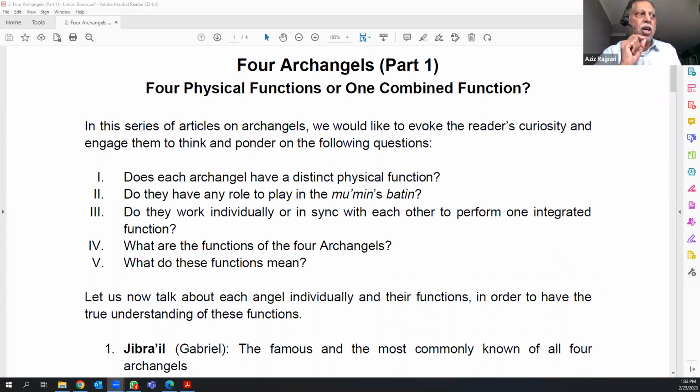Does each archangel have a distinct physical function?